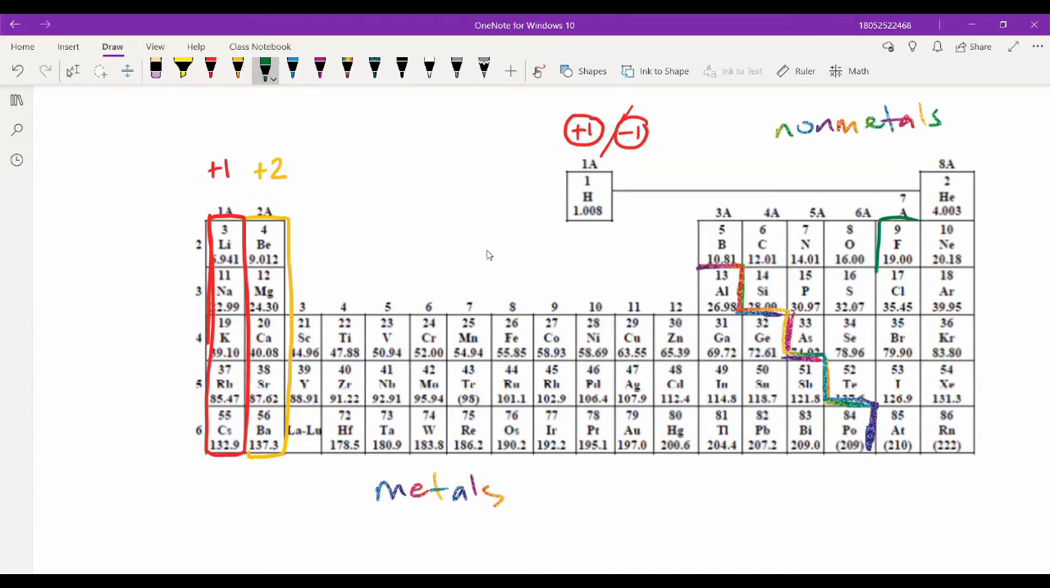Okay, on the non-metal side, if you want to start from the halogens, or group 7, we have this family here, which is going to be -1. And then we have oxygen's group, -2. And then nitrogen, which we can do -3. Okay. So it's good to know these ion charges.